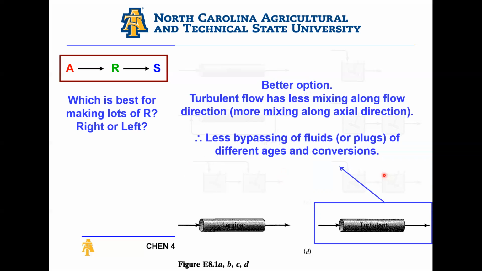And then finally, and again, this is a bit tricky, but just know it, a PFR operating in turbulent flow versus laminar flow will always give you a higher intermediate. And the logic here is that in turbulent flow, you'll have less mixing along the flow direction and more mixing radially. Therefore you have less bypassing of fluids and less overall mixing of fluids of different concentrations and different conversions.